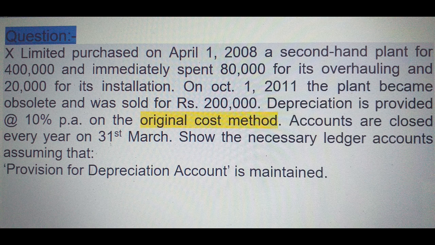X Limited purchased on 1st April 2008 a second-hand plant for rupees 4 lakh and immediately spent 80,000 rupees for its overhauling. Overhauling is a type of inspection. And 20,000 rupees for its installation. On October 1st 2011, the plant became obsolete, meaning out of technology, and was sold for rupees 2 lakh. Depreciation is provided at 10% per annum on original cost method. Original cost is the straight line method. Accounts are closed each year on 31st March. Show the necessary ledger account assuming provision for depreciation account is maintained.